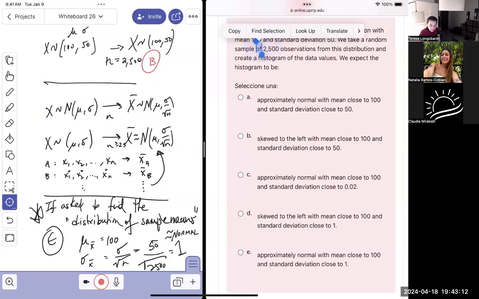It just says take a random sample of 5,000 observations from the distribution and create a histogram of the data. So it just wants you to make a histogram of a sample of that distribution. So you expect it to look the same, not too different. So you just repeat. It's going to be still skewed to the left, 150. So the answer is B. They did not ask for the sample means to invoke this theory that we learned about.